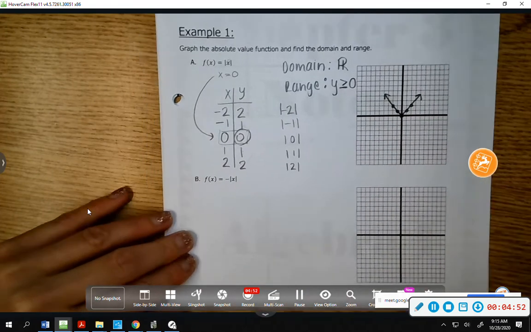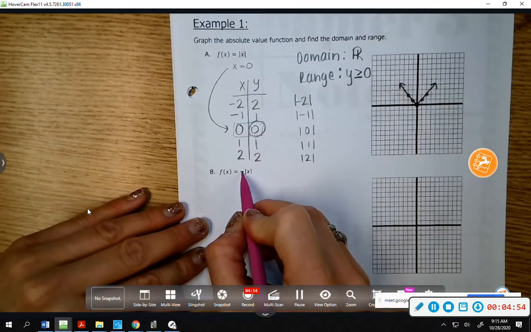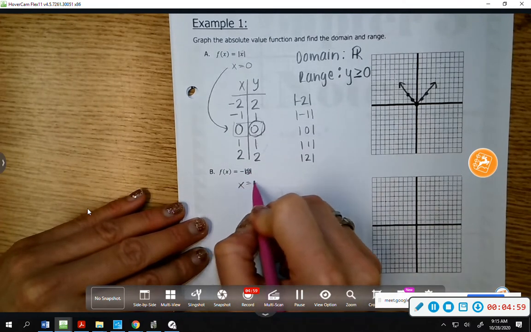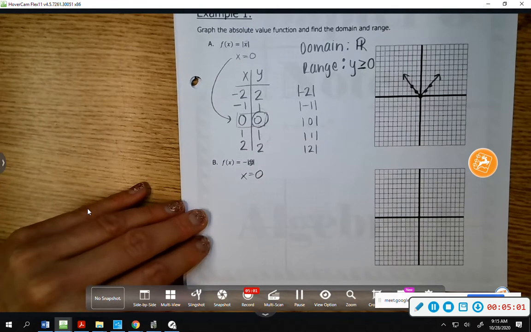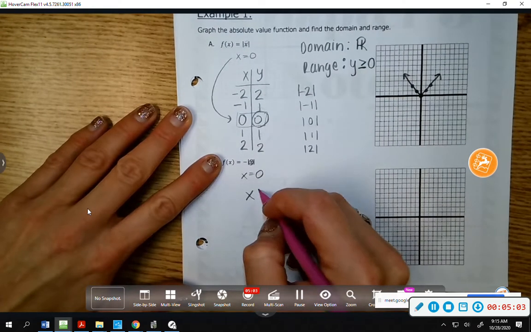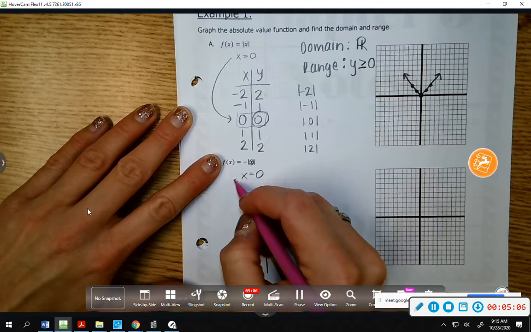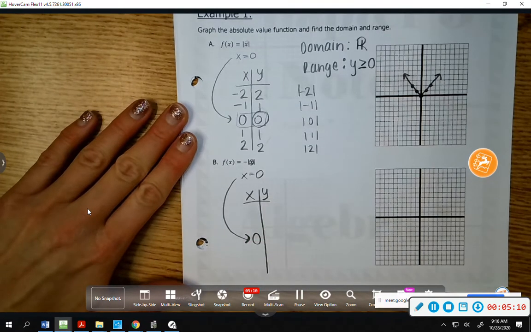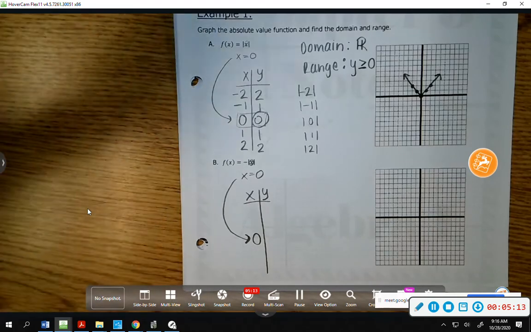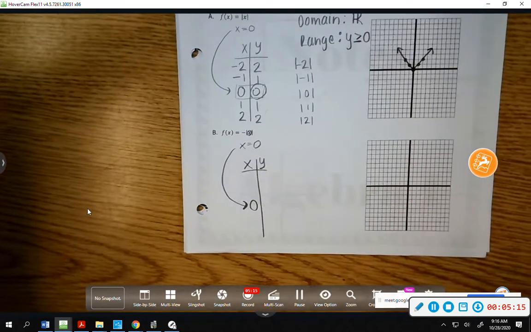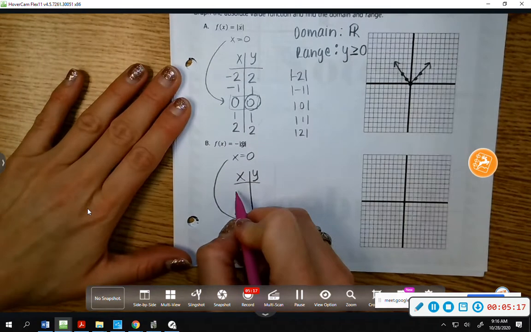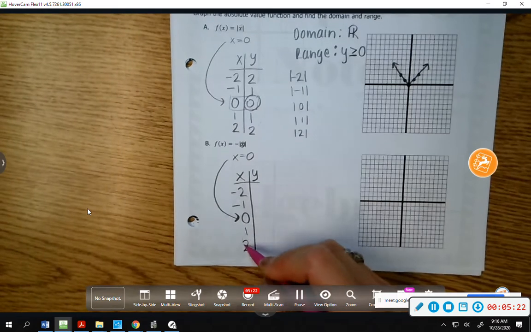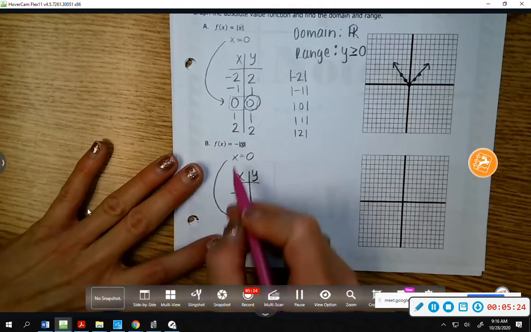All right, next one is very similar, except where you have a -1 times the absolute value. So again, we take the inside of the absolute value symbols and we set it equal to 0, and that is the x value of your vertex. So we'll make a table of values, and we're always going to put that in the middle. Okay, so now we want to pick two values on the left, two values on the right, two values that are smaller than 0, two values that are bigger than 0, and now let's plug that into our function.